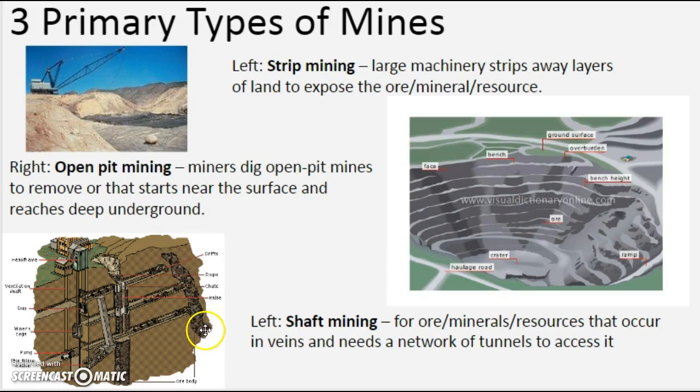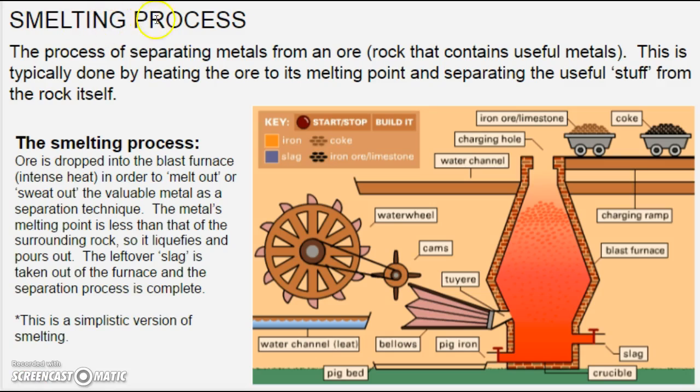And here we have shaft mining, where we find ores, minerals, and resources that occur in veins and need a network of tunnels to access it. In other words, you don't need to start at the top. You can go and access it from the side, only in particular areas where you're going to find a high density, a concentration, where the profit margin makes sense. So once you have the ore, you pretty much have a bunch of rock.